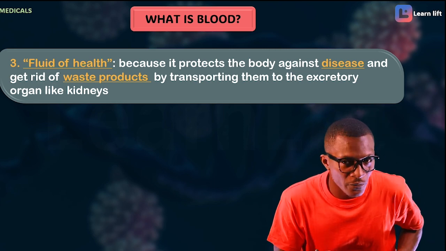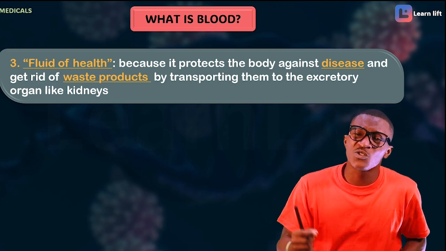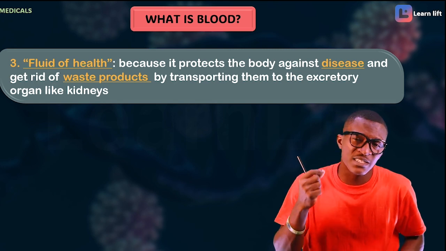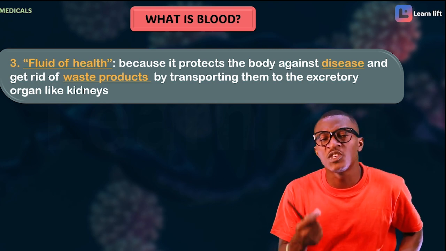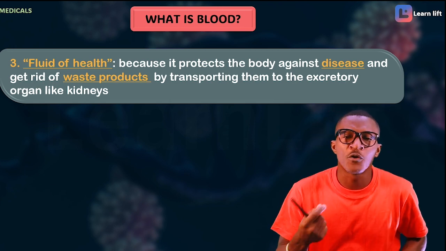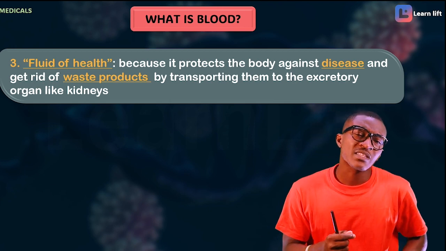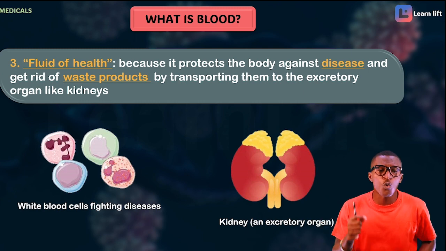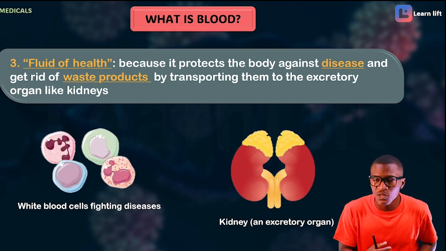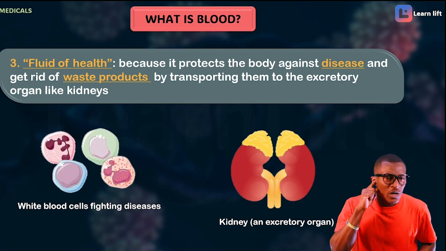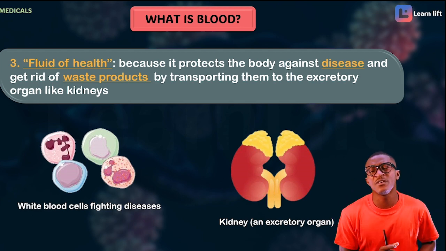We said it's called the fluid of health because it fights against diseases. What particularly is fighting against this? Your white blood cells, right? And it also gets rid of waste product, which is coming from the kidney. Now, let's give a mental picture. You can see your white blood cells, which are your disease fighter, and you can also see your kidney, which is an excretory organ. So this gives us the 3 definitions of blood.